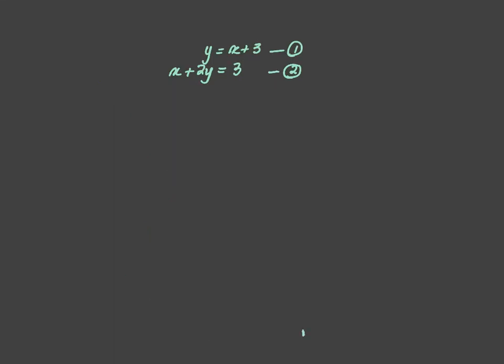In this system of equations, in the first equation, equation 1, I have y is equal to x plus 3. And in equation 2, x plus 2y is equal to 3. I can see that I can substitute y over here with x plus 3. So I can take that x plus 3 and put it in the place of y. I'm going to do that.